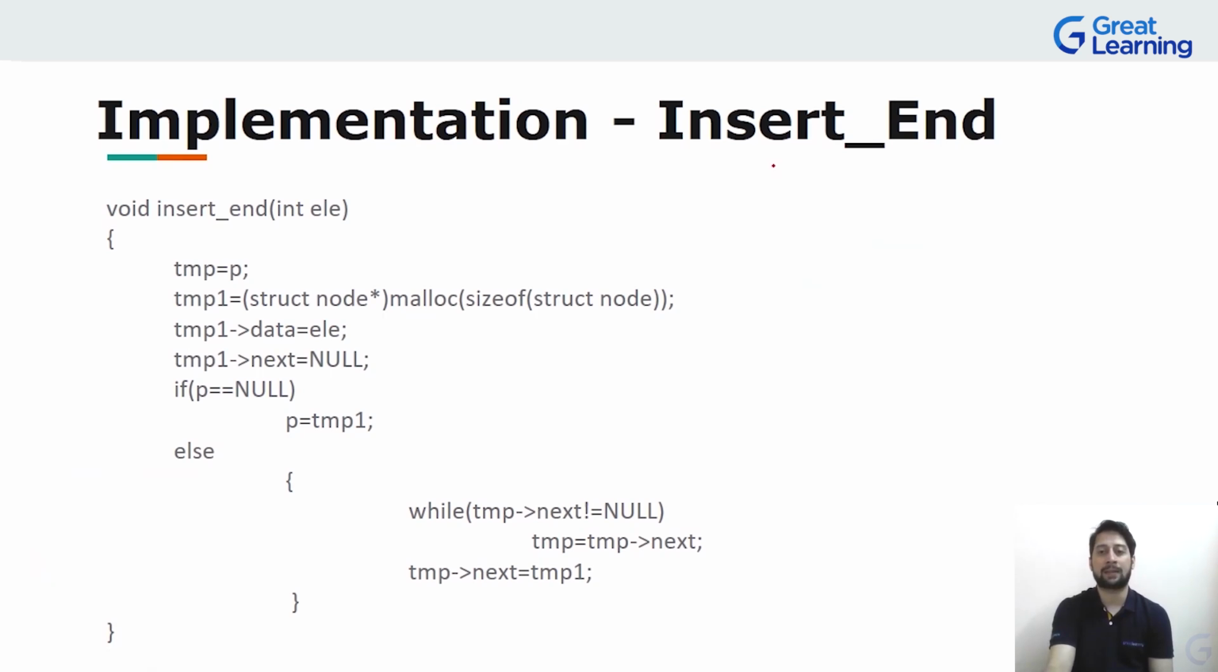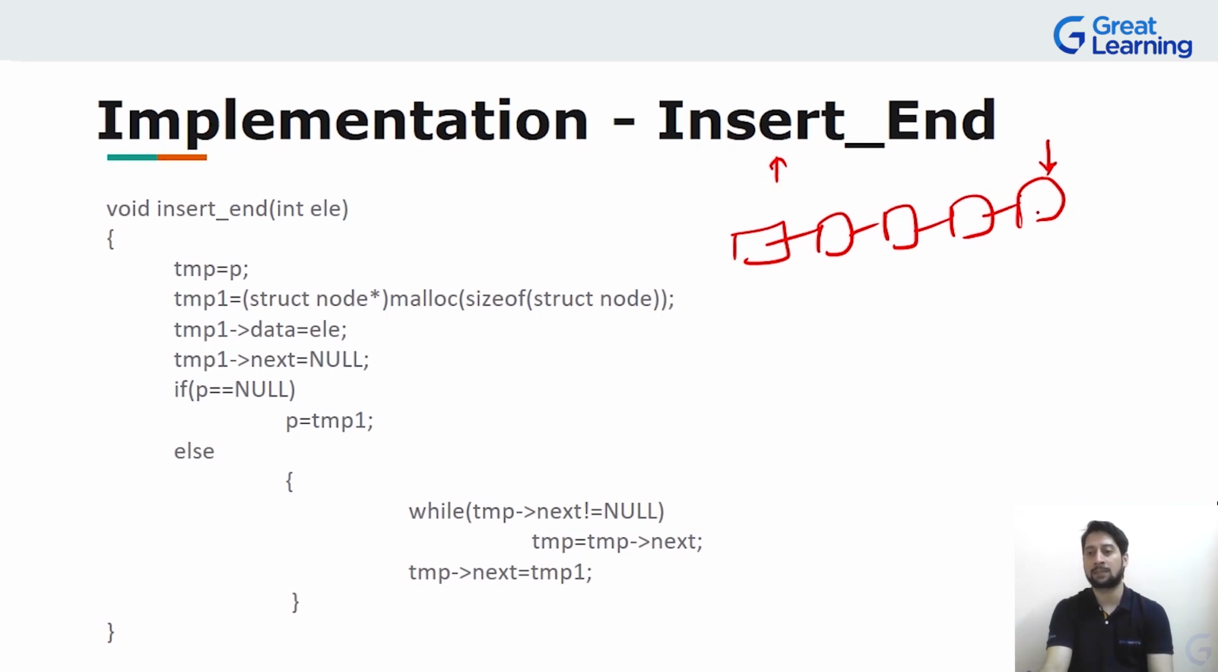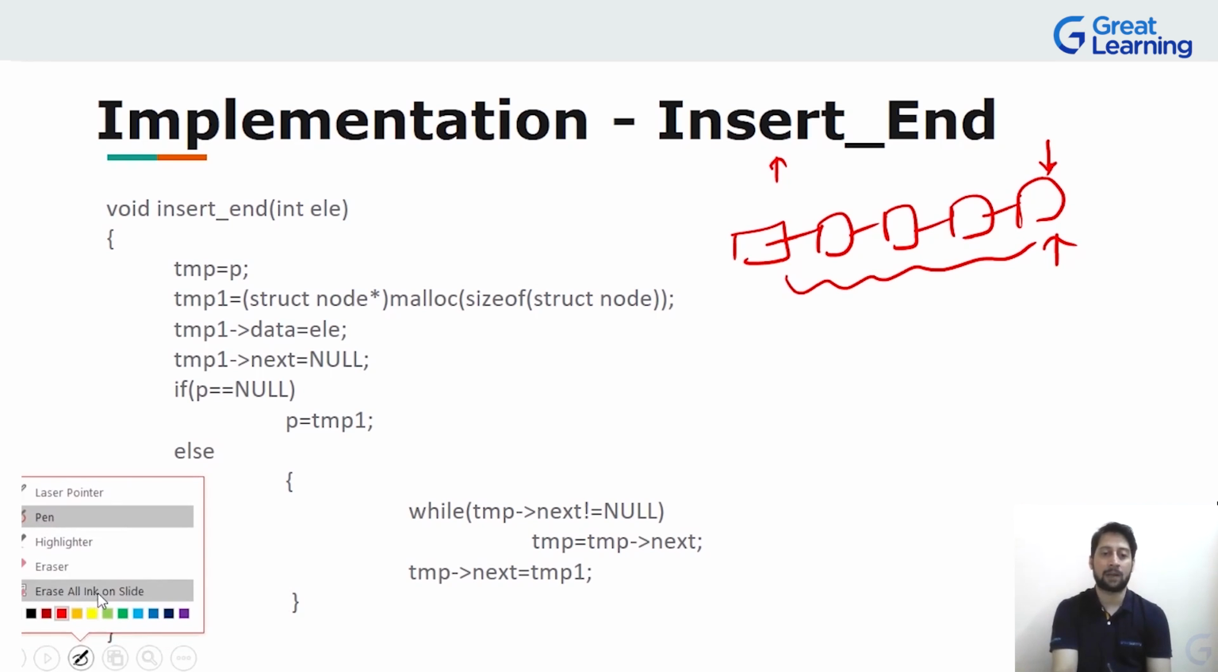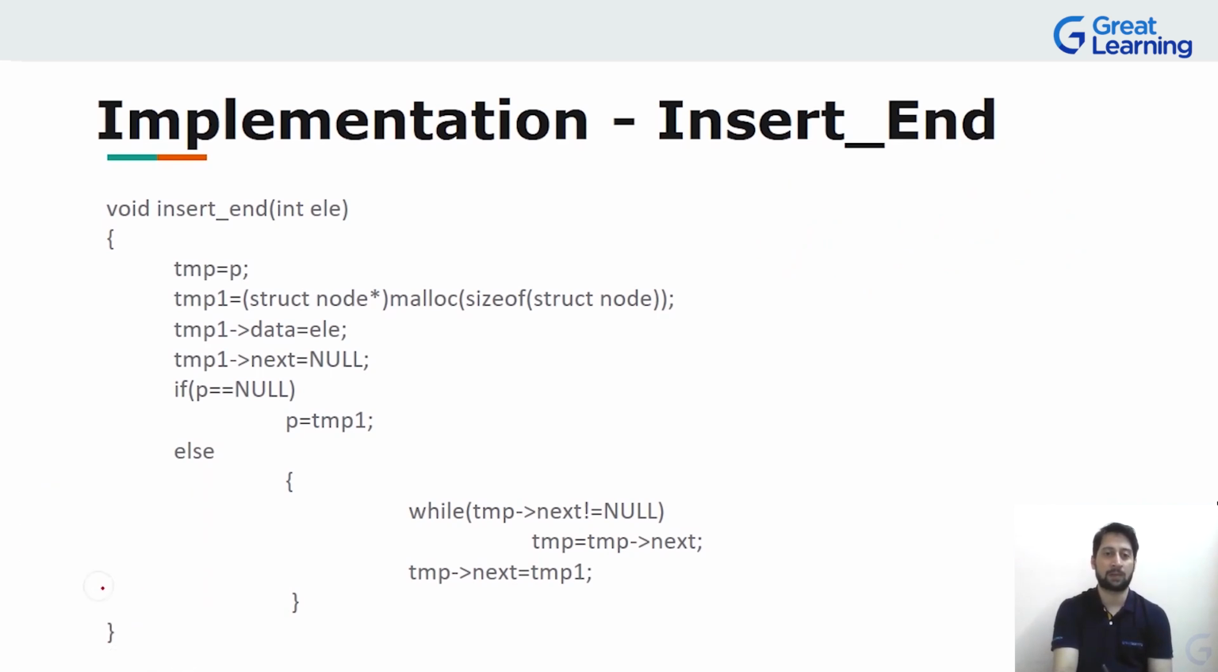Now we are trying to insert at the end. We know that in a linked list, we cannot directly access the last node because we haven't kept track of it. So we are going to traverse to the end and then insert the element. Again, two cases are there: if our linked list is empty, or if our linked list has some nodes. Now let's clear this and see how to implement it. We have this function insert end, and we are passing in the element that we want to store. If there are no elements, then this P will be null.